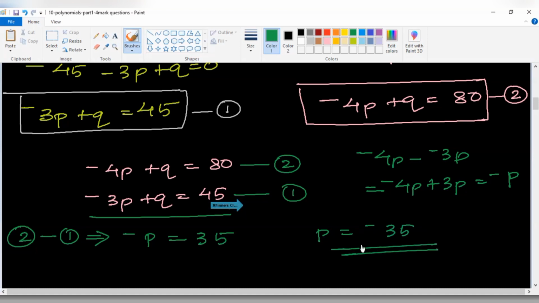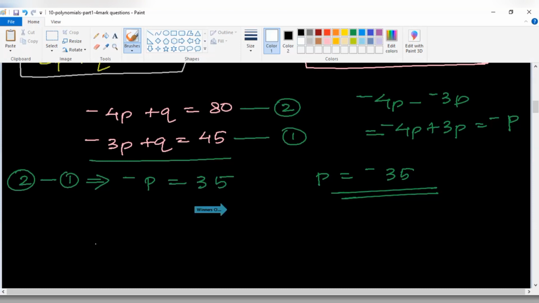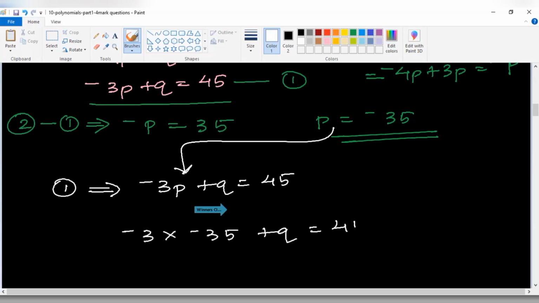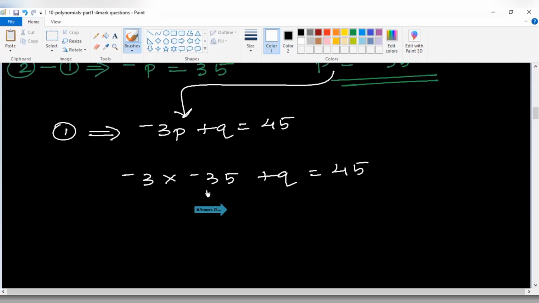When we apply this value of p in any of these two equations, we will get the value of q as well. So let us take the first equation itself. In the first equation, the relation between p and q is given as minus 3p plus q is equal to 45. And now we have got the value of p. Let us put it here. So minus 3 into minus 35 plus q is equal to 45. So next we have to multiply minus 3 and minus 35. Two negative numbers when multiplied give a positive number, and it is 105 plus q is equal to 45.